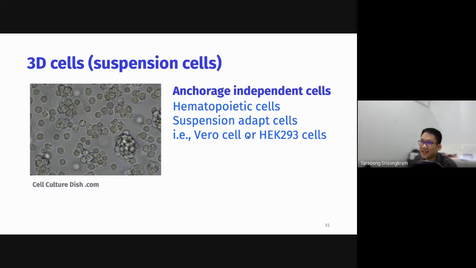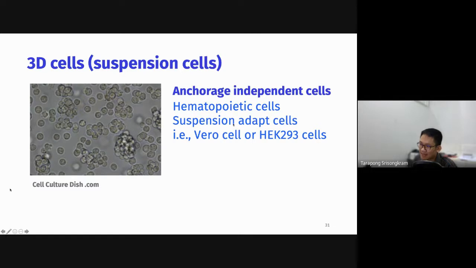And here, the last one is the blood cells. So we can culture the anchorage independent cells, for example, the blood cells, and we call this cell type suspension cells because they don't need a surface to attach.